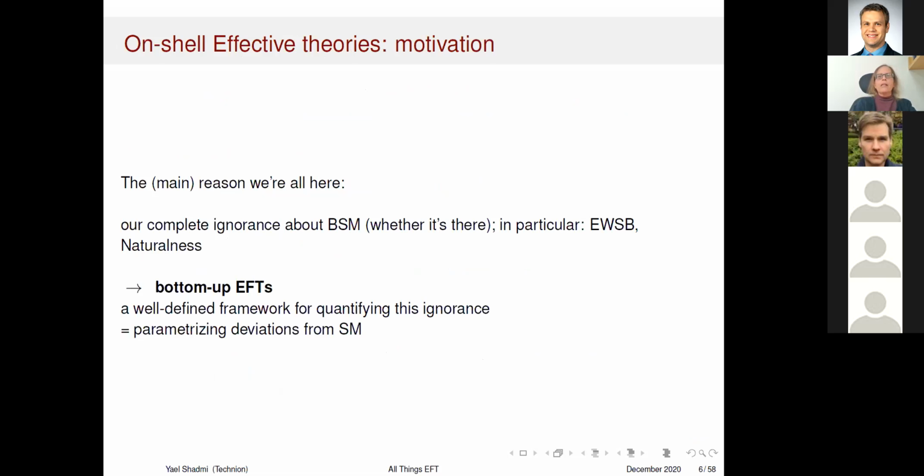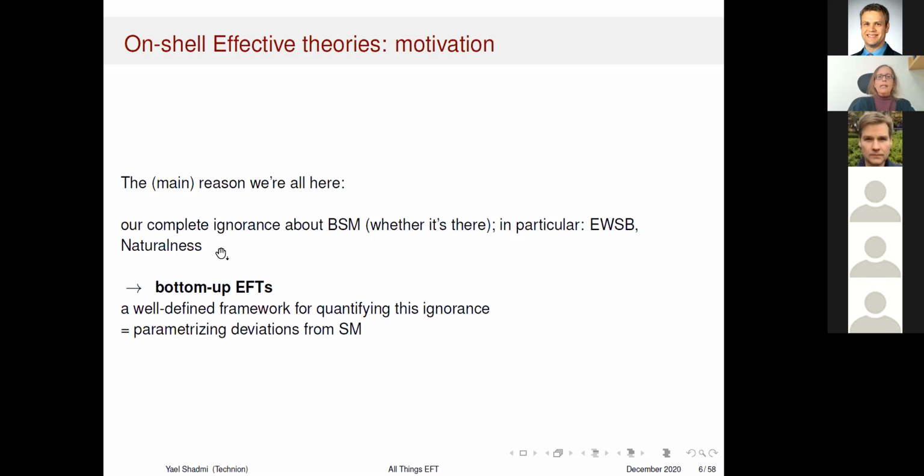Okay, so the main reason we're all here is that at this point we're completely ignorant about beyond the standard model and whether it's there at all. There are no hints from the LHC. We haven't discovered any full UV extension of the standard model in full glory, as people used to expect. And in particular, we don't understand the origin of electroweak symmetry breaking and the naturalness problem.